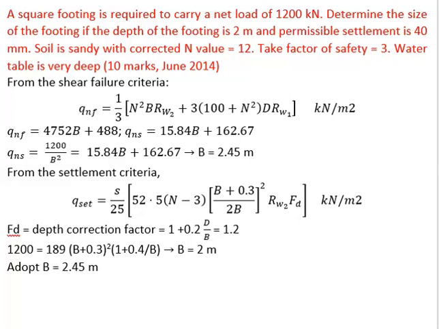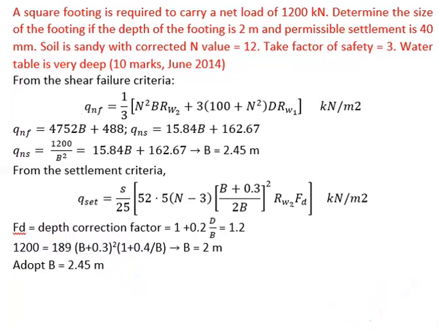Another example: a square footing is required to carry a net load of 1200 kilonewton. Determine the size of the footing if the depth of the footing is 2 meter and permissible settlement is 40 millimeter. Soil is sandy with corrected N value 12. Take factor of safety 3. Water table is very deep.